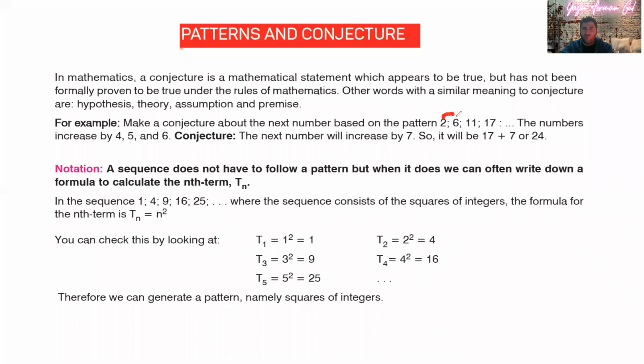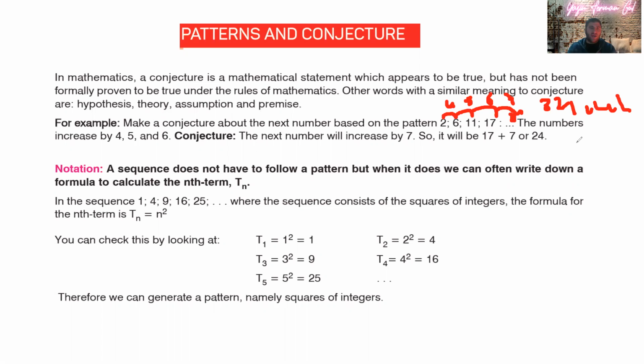If we look from 2 to 6, it is increasing by 4, then increasing by 5. 6 plus 5 is 11. 11 plus 6 is 17, so it's increasing by 6. So the next number will increase by 7. So this is going to be 24, and this increased by 7. So the next number will be increasing by 8. 24 plus 8 will be 32. The next number will increase by 9. 32 plus 9 will be 41.